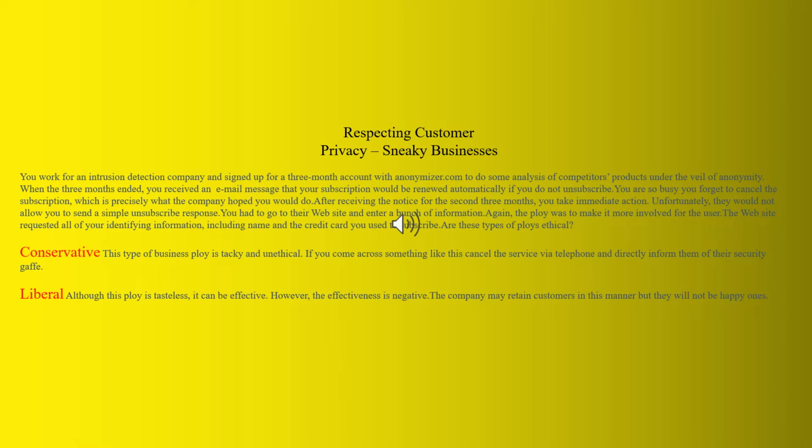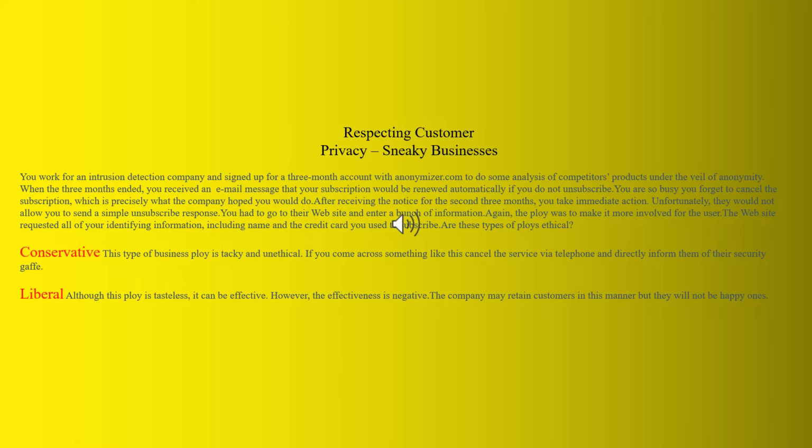Unfortunately, they will not allow you to send a simple unsubscribe response. You have to go to their website and enter a bunch of information. Again, the ploy was to make it more involved for the user. The website requested all of your identifying information, including name and the credit card you used to subscribe. Are these types of ploys ethical?